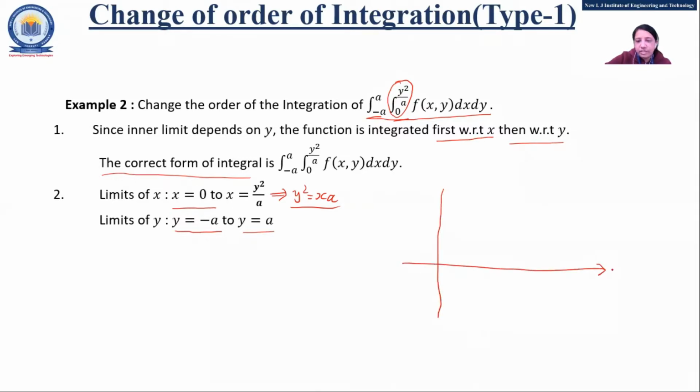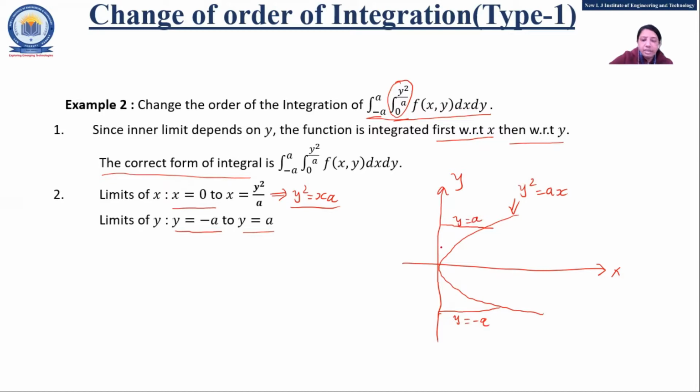So we'll start drawing the region of this one. This is my x, this is y. First is y square equal to ax. So we'll draw a parabola, that is y square equal to ax. Now another is x equal to 0, that is this line. Now the other one is y equal to minus a, which is obviously here. And the other one is y equal to a, that is this line.